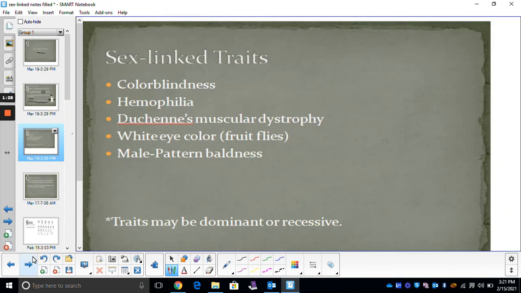Some sex-linked traits: color blindness, hemophilia, muscular dystrophy, white eye color in fruit flies, male pattern baldness. A lot of these traits are going to be recessive, but some can be dominant. But these are some of the most common sex-linked traits that we have.